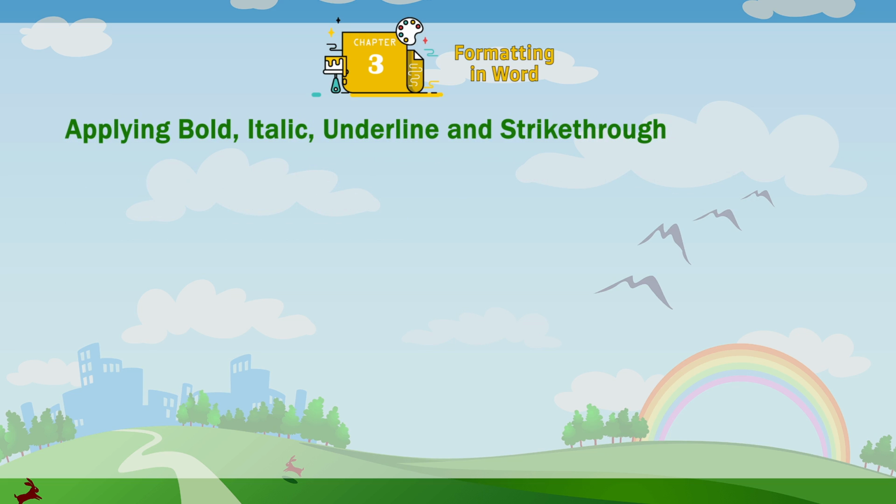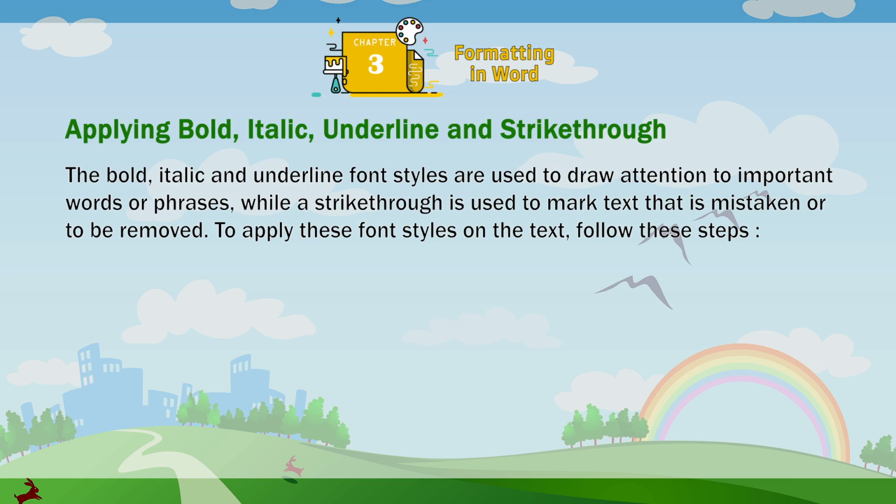Applying bold, italic, underline, and strike through. The bold, italic, and underline font styles are used to draw attention to important words or phrases, while a strike-through is used to mark text that is mistaken or to be removed. To apply these font styles on the text, follow these steps.